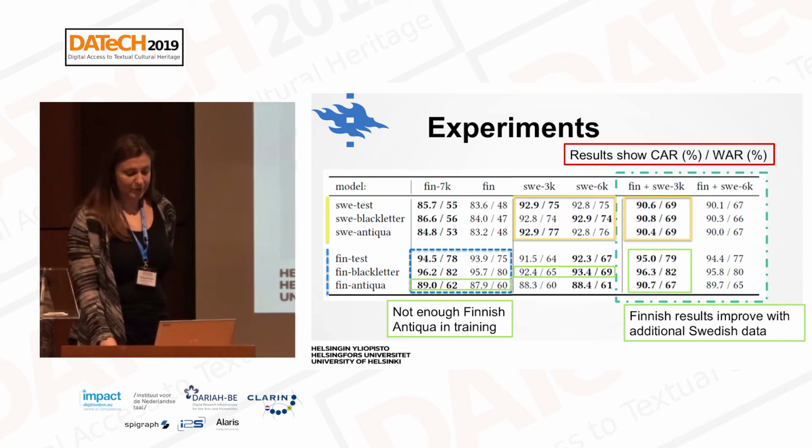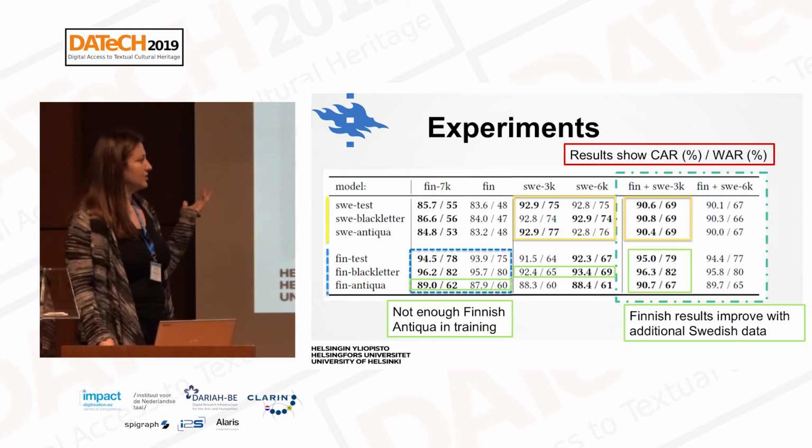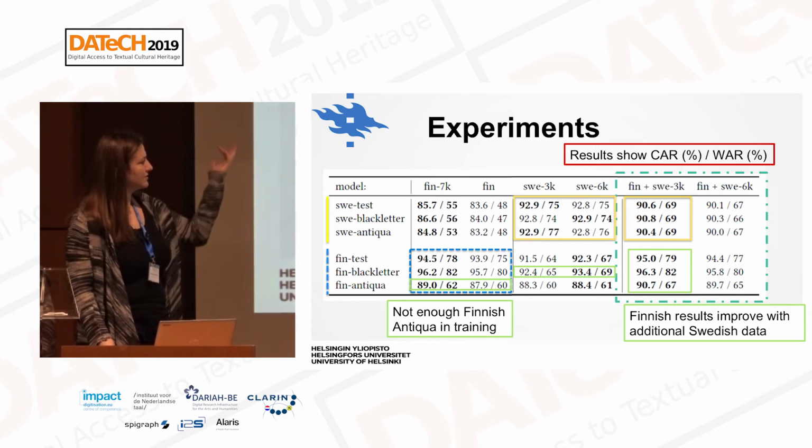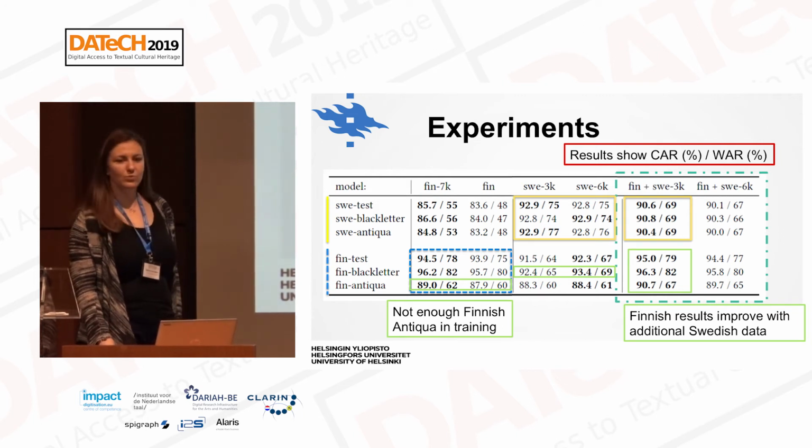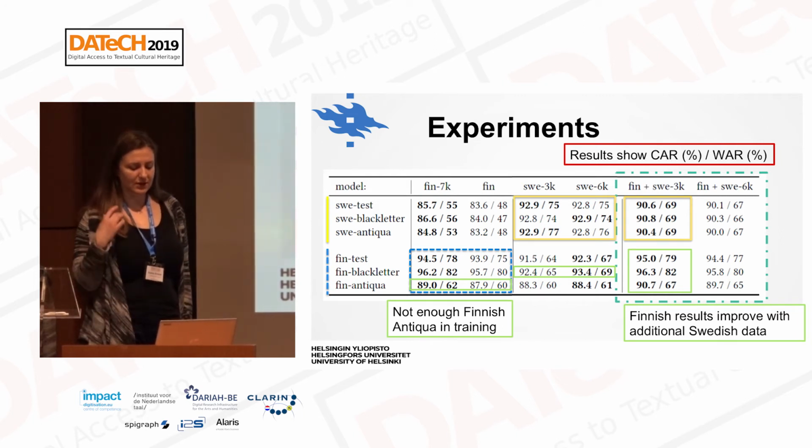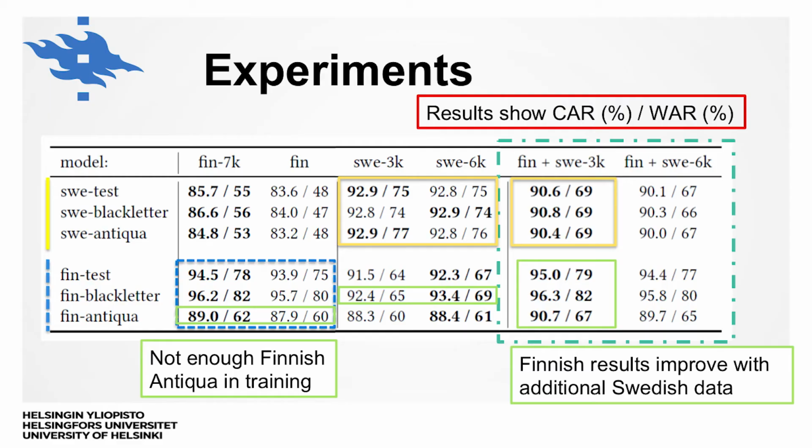And the surprising moment was that it does quite well, I would say, on Finnish Fraktur. It does the same as on Swedish Fraktur. Actually, the results are the same. So that also led us to the conclusion that Finnish Fraktur is somehow easy, let's say, to recognize, or it's possible that it's of good quality and there is not much variation.